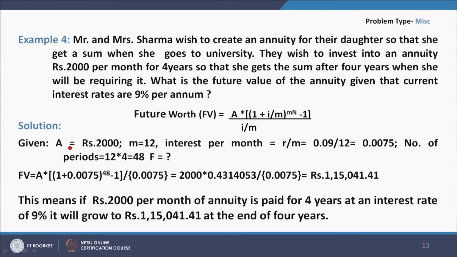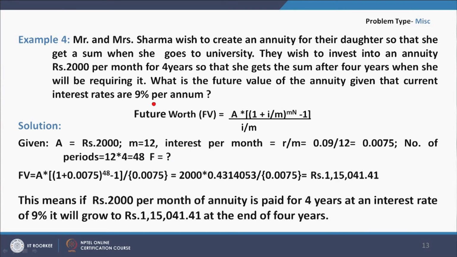So, here A, that is annuity, is 2000 per month, M is equal to 12 because there are 12 months per year, interest rate per month is R by M, which is the value of R divided by M, which is 12, it comes out to be 0.0075. Number of periods is equal to 12 into 4, which is 48, because there are 4 years and M is 12. So, M into N is equal to 48, and what is demanded is the value of F.